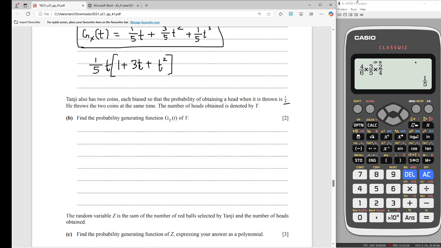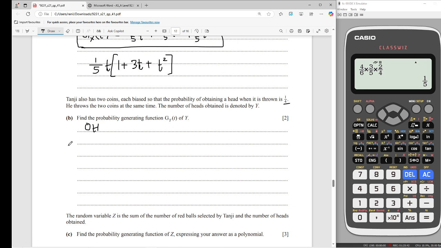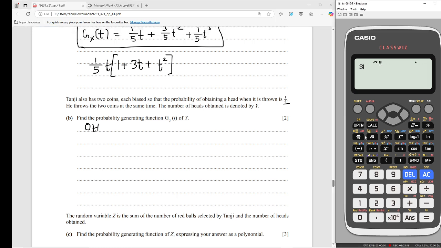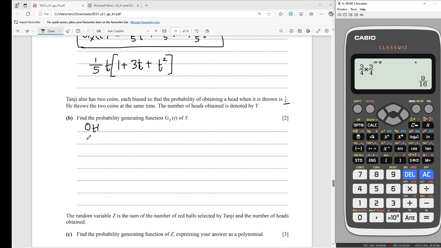Given that the number of heads obtained is denoted by Y, we have to find the probability of getting 0 heads, 1 head and 2 heads. So the probability of getting 0 heads: how do we find it? It will just be 3 by 4, which is the probability of obtaining a tail, multiplied again by 3 by 4, another tail, which is 9 over 16.